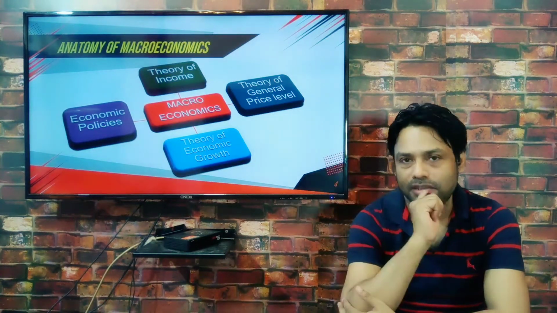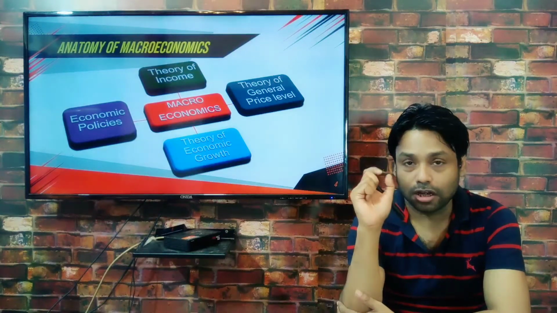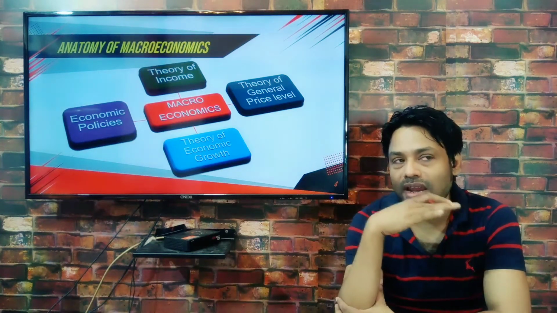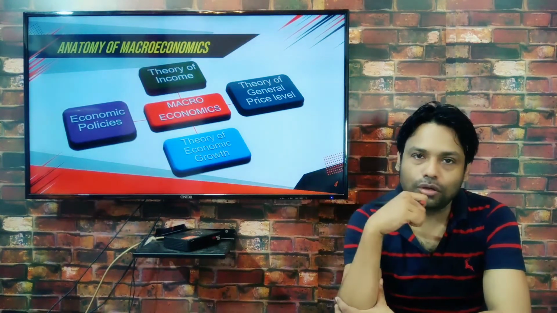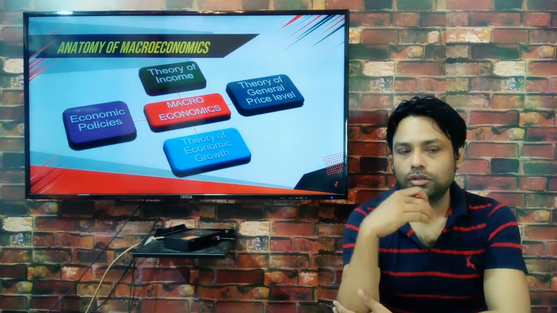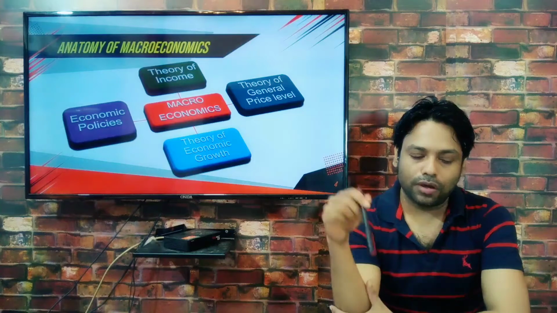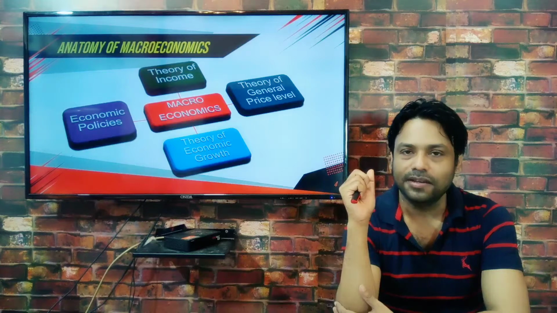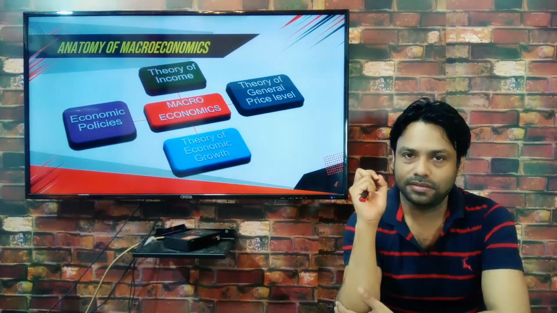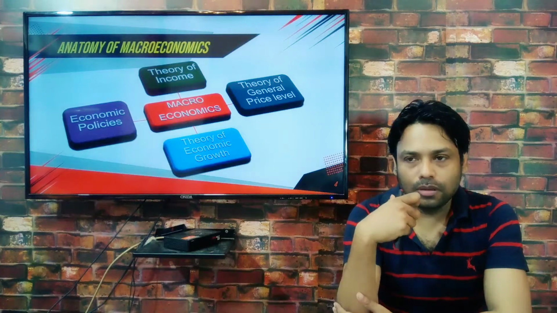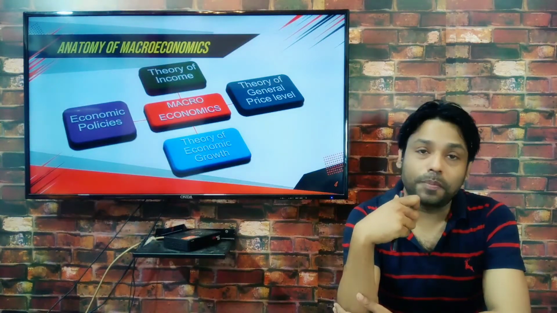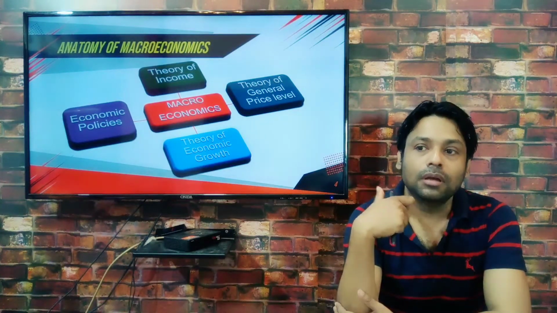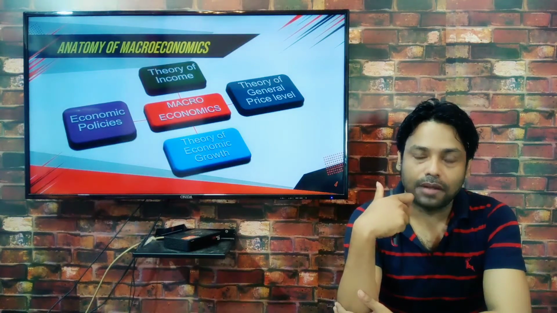The current slide is exhibiting the anatomy of macroeconomics, where we can witness that there are four areas of macroeconomics. First of all, theory of income, then theory of general price level, then theory of economic growth, and finally economic policies. Theory of income covers the various topics related to evaluation of national income, including the income, expenditure, and budgeting.